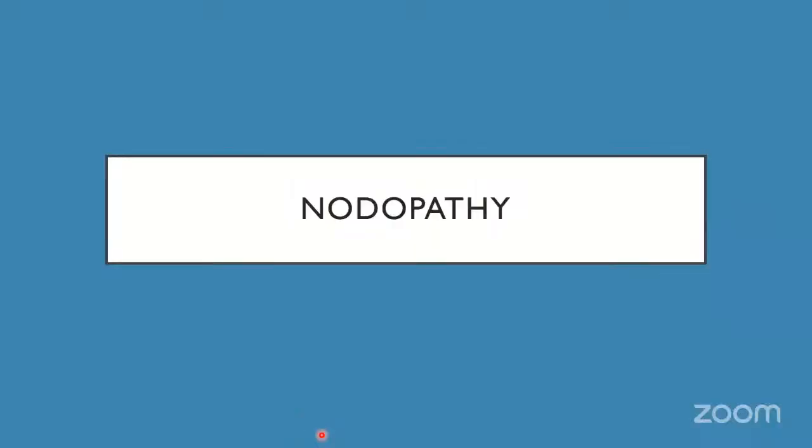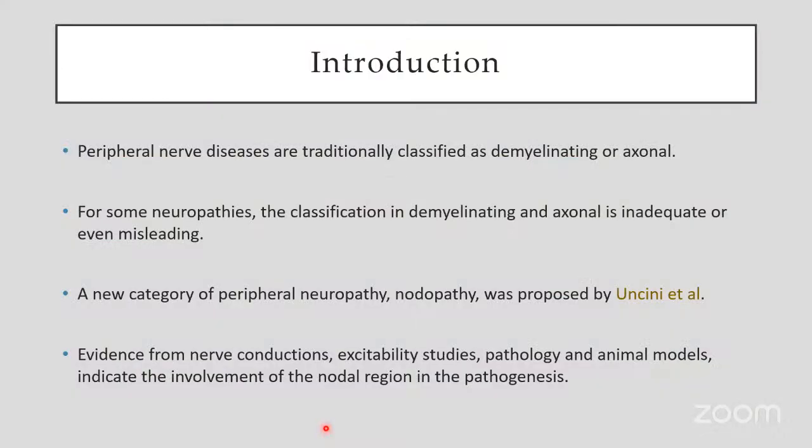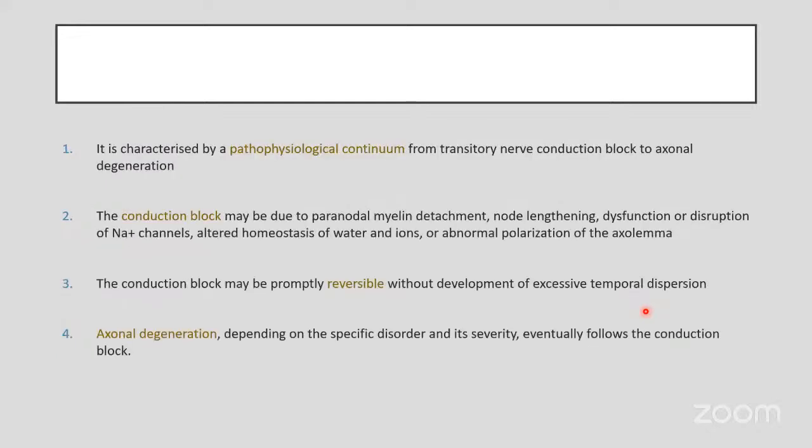So, a short discussion on neuropathy. Peripheral neuropathies are classically classified as demyelinating or axonal. This might be inadequate or misleading in some neuropathies. Thereby, Uncini et al. proposed a new category of peripheral neuropathy, that is nodopathy. This was evidenced from nerve conduction, excitability studies, and pathology, and in various animal models. It is characterized by a pathophysiological continuum from transitory nerve conduction block to axonal degeneration.